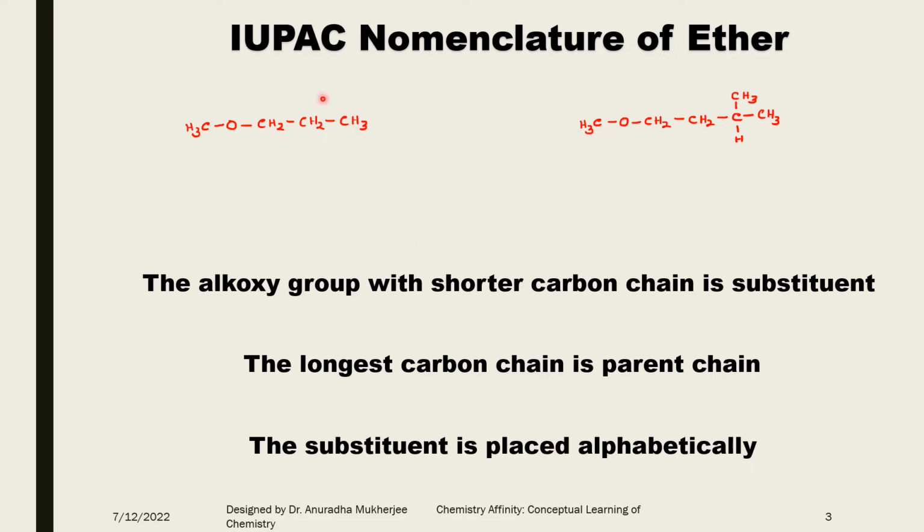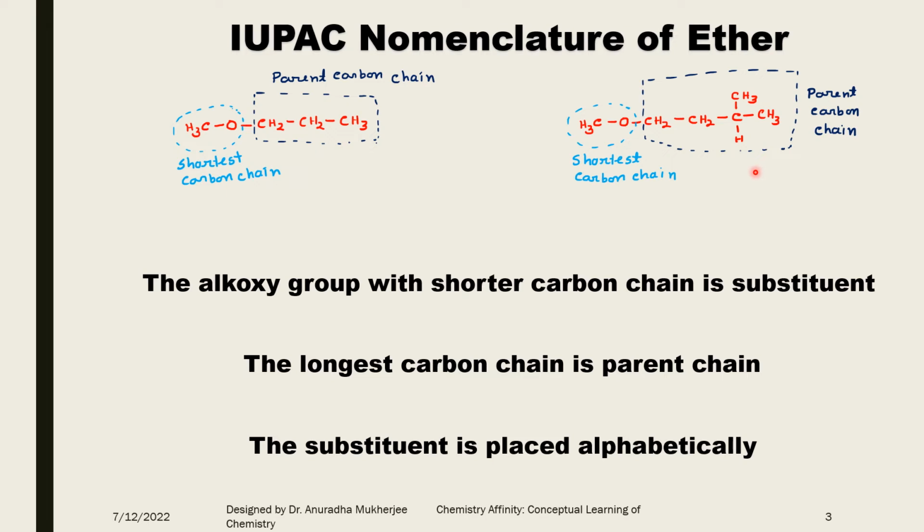Now here in this molecule, you can see this side is methyl and this side is propyl. So this is the shortest alkyl and this is the longest carbon chain. So OCH3 will be considered as a substituent, that is the shortest carbon chain. Similarly in this molecule OCH3 is the shortest carbon chain, so it is a substituent, and this is the parent chain. Now we have to put the numbering, so methoxy is considered as 1, so 1, 2, 3, so it will be 1-methoxypropane.